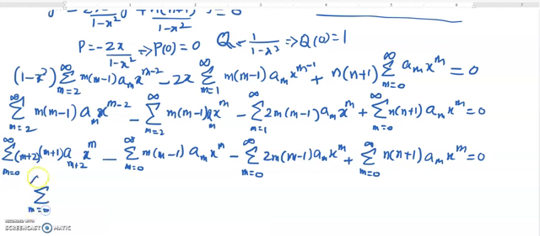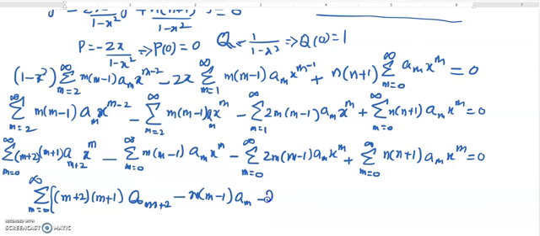So we can combine all of these terms together, m is equal to 0 to infinity. It will be (m plus 2)(m plus 1) a_(m+2), minus m(m minus 1) a_m, minus 2m(m minus 1) a_m, and then plus n(n plus 1) a_m, and we take x^m as common, so I put a bracket for that. That is equal to 0.